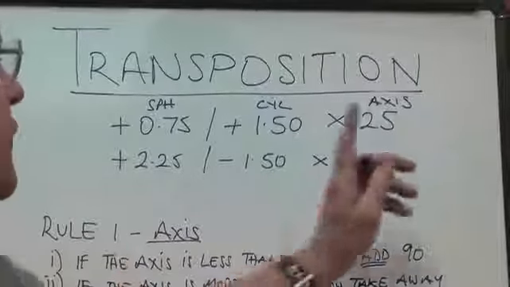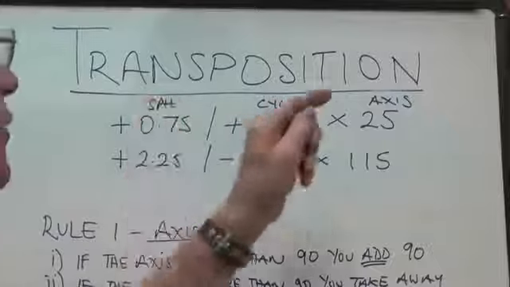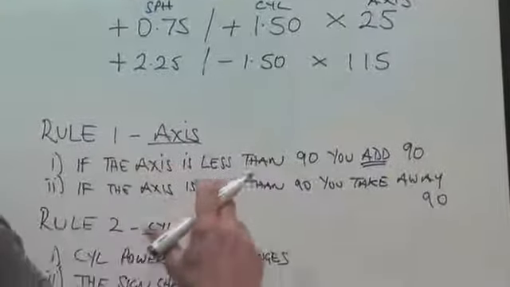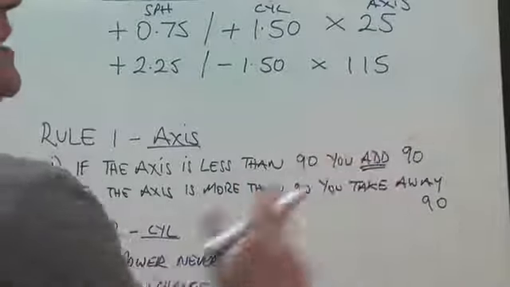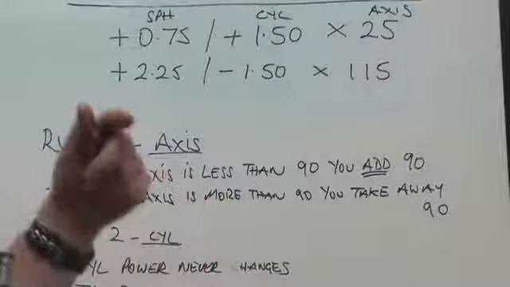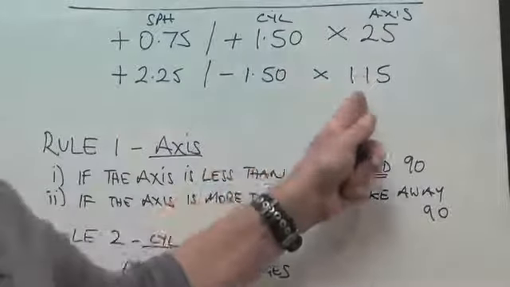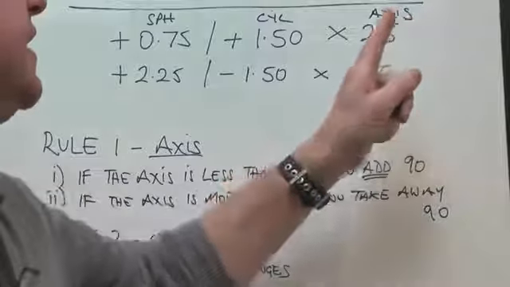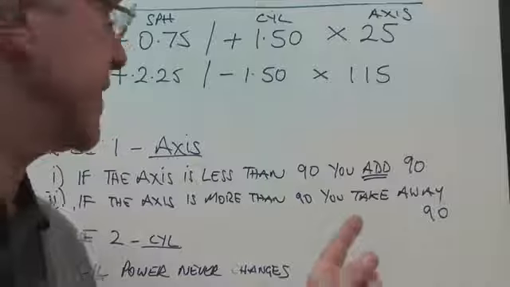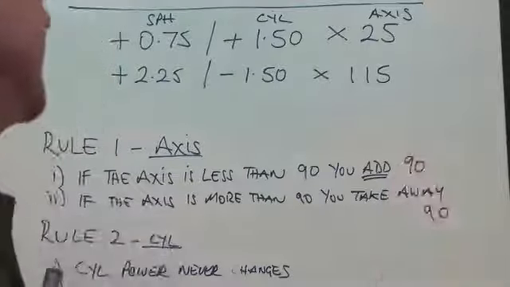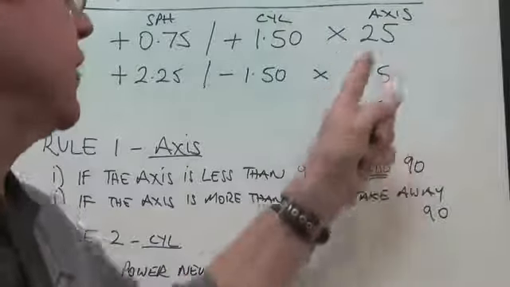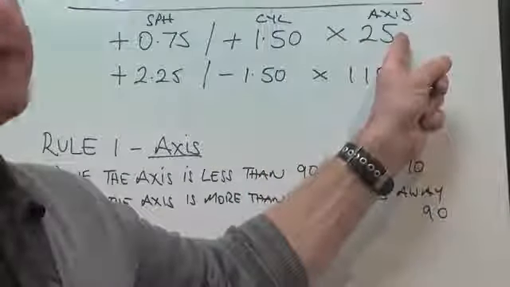Rule one: we're going to work from the axis going backwards. So we're going to look at the component which is the axis here. If the axis is less than 90, you add 90 to it. In this case, the axis was 25. When you transpose that into its other form, you end up with 115. You add 90 to 25 to get 115. If the axis is more than 90, you have to take away 90. So in this case we got 115, you take away 90 from that and you end up with 25.